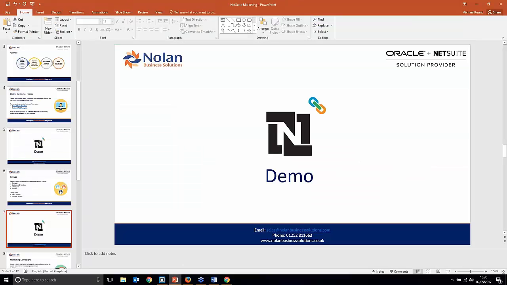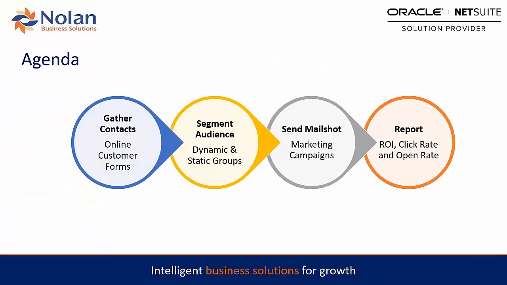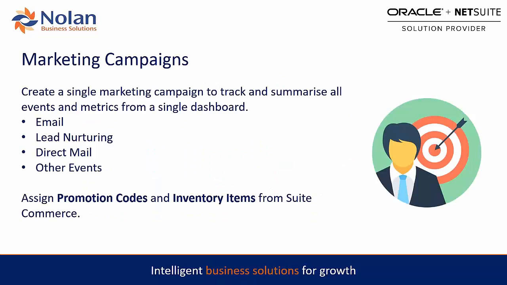Okay, so let's just hop back into NetSuite and recap for a minute. We've segmented our audience. The next step is sending them a mailshot using marketing campaigns. So we'll just skip down there. We can create a single marketing campaign in NetSuite to track and summarize all events and metrics from a single dashboard. So this is really, really good.